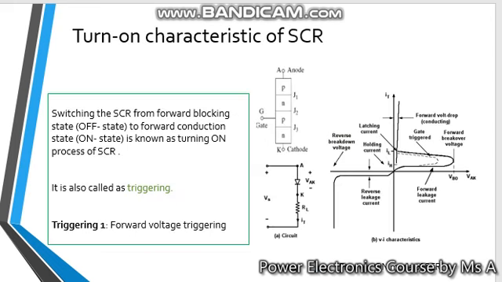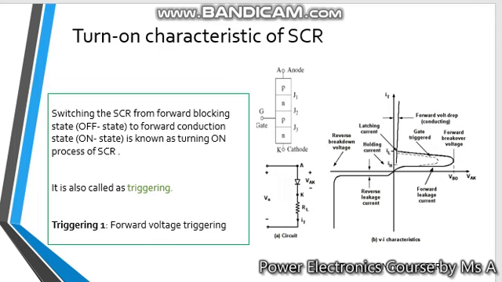Let's start with turn on characteristic of SCR. Switching the SCR from forward blocking state to forward conduction state is known as turning on process of SCR. It is also called as triggering. There are three types of triggering. First type of triggering is forward voltage triggering. Second, thermal or temperature triggering, and third, gate triggering.